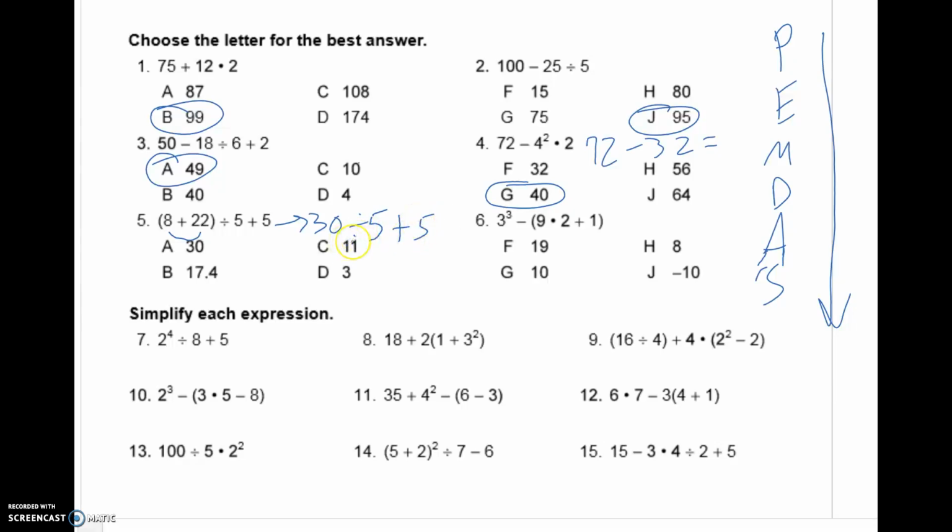Make sure you do division first because it comes before addition or subtraction, okay? 30 divided by 5 gives us 6. Bring down your plus 5. 6 plus 5 gives us 11. So make sure, if you added the 5 and 5 together and got 10 and did 30 divided by 10, your answer would have been 3, but that is not correct. Okay, so make sure you do the correct order there.